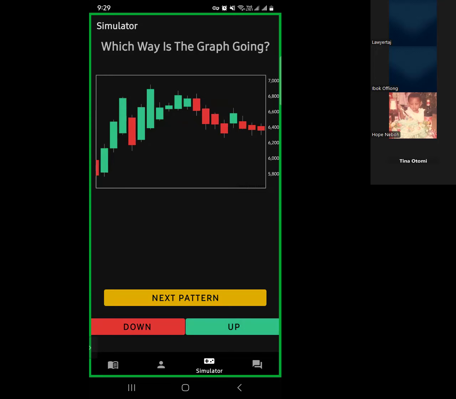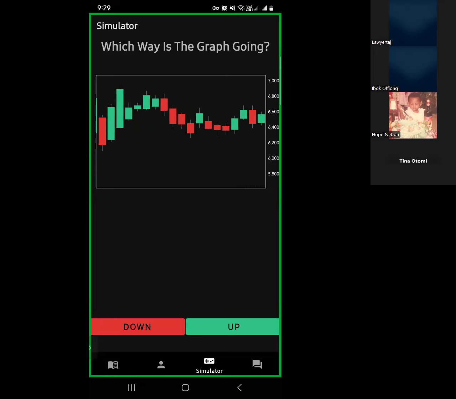Congratulations, y'all. I see you guys are picking up. Zeal, you got to read more. But you're trying, I'll give you that. Next pattern. We're going to do this for 3 more minutes and call it a day. Which way is the graph going, up or down? Remember, look at the last 3 or 4 candles. See if they form a pattern that tells you if it's going to be bullish or bearish.